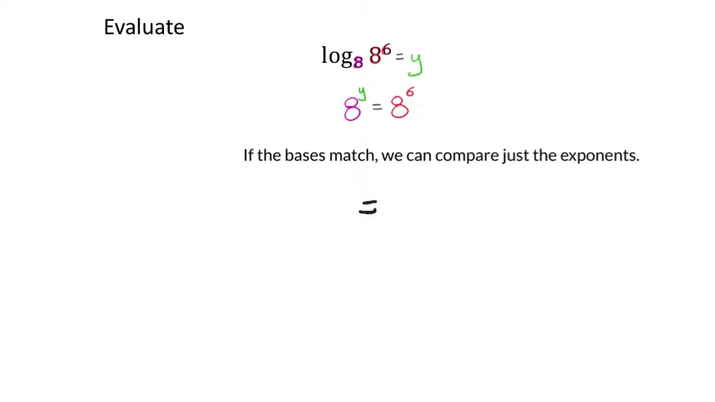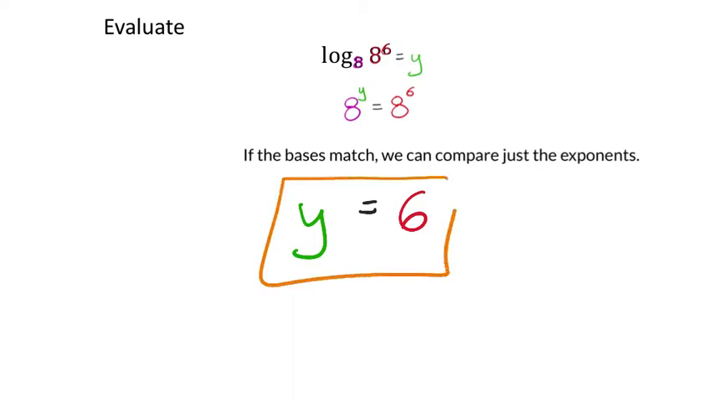Because if we could get the exponents to match, then it would be 8 to the same power. Well, that's an exponent of y on the left and an exponent of 6 on the right. And I can see that I don't really have to solve this any further. I just get y equals 6, and that's done.